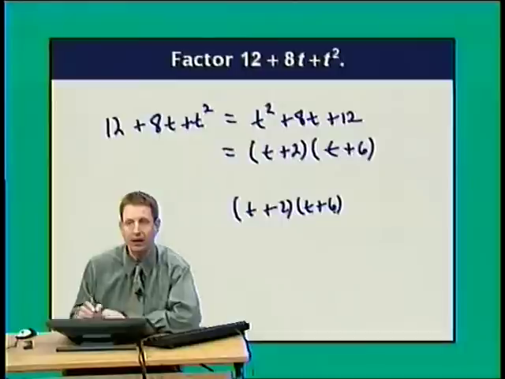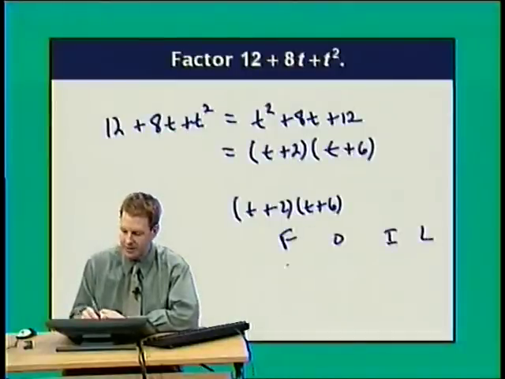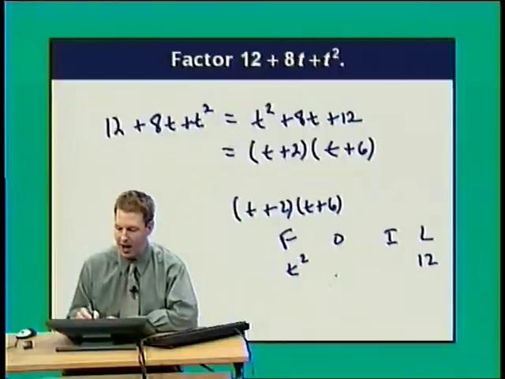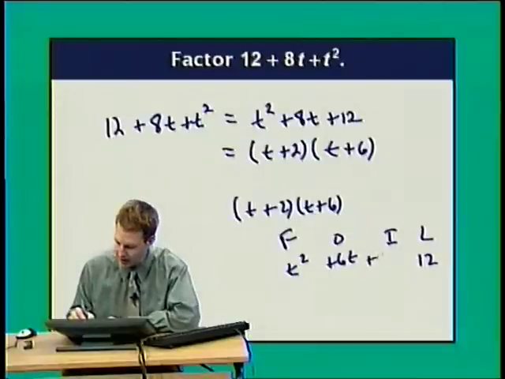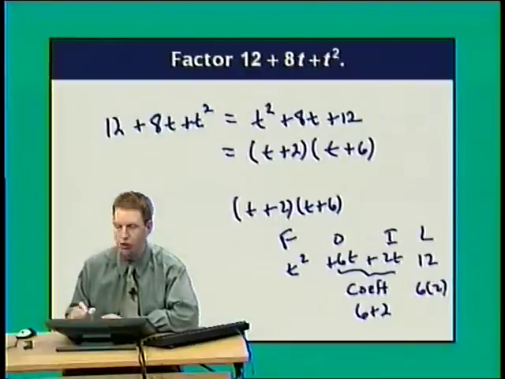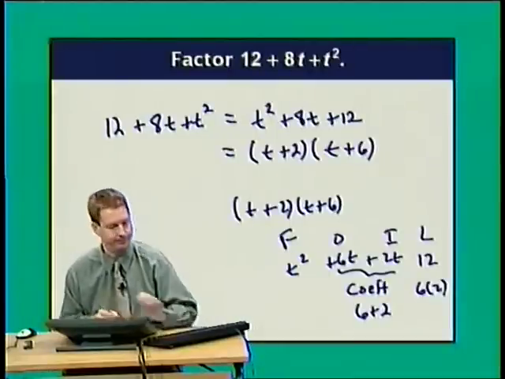and check works. When I FOIL this out, t times t gives me t squared. 2 times 6 gives me 12. So that's why I was looking for two numbers that multiply to 12. Look at my O and I. My O is plus 6t, and my I is plus 2t. What's the coefficient? The coefficient is 6 plus 2. I was looking for two numbers that multiply to the constant and add to the coefficient on the linear term.